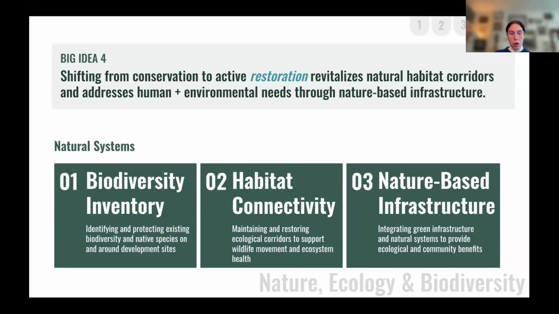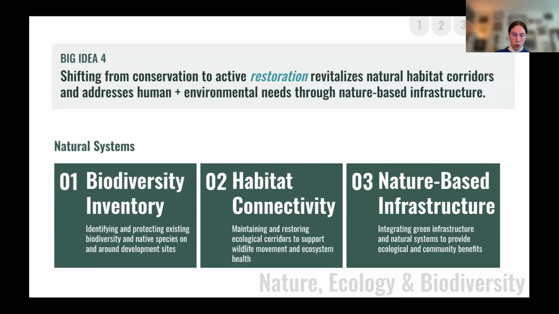And thinking about also how sites don't exist in isolation. So this comes into play when we think about neighboring communities, but also habitats as well. So thinking about taking stock of the ecological corridors that may be present on your site and how your designs and your plans can support wildlife movement and ecosystem health, so that these can exist not against each other, but working together.